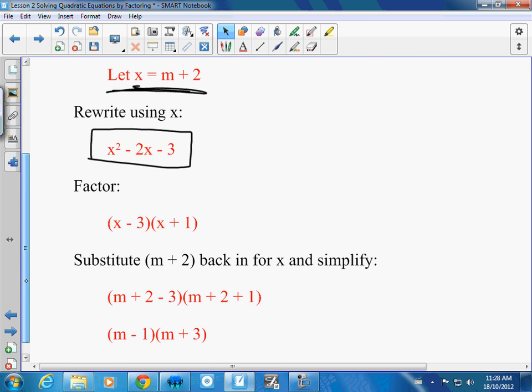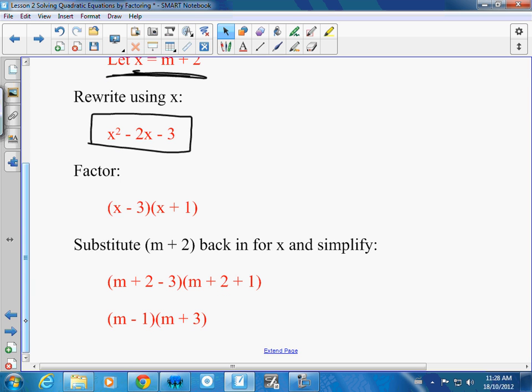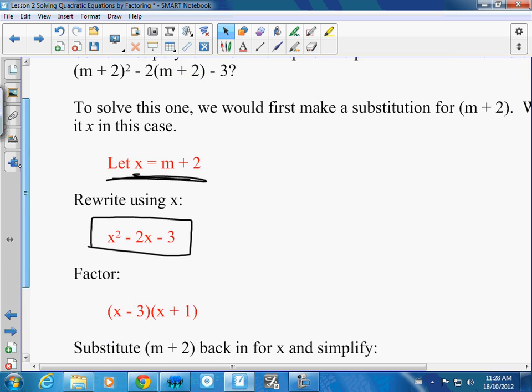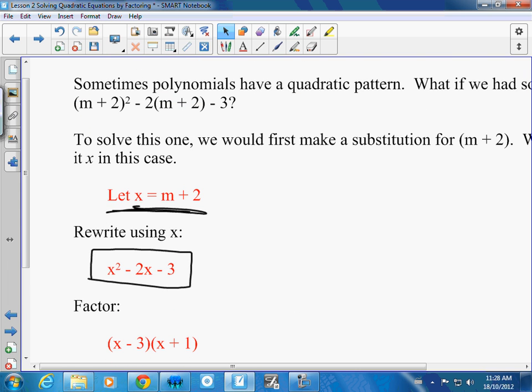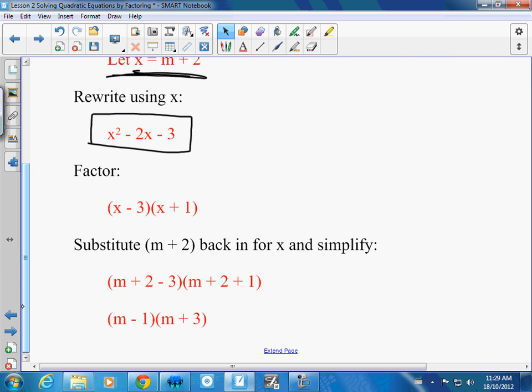There's our factoring. Now, wherever we see an x now, what are we going to replace it with? m plus 2, m plus 2. Oh, well, that's easy. So then you just combine like terms. So m plus 2 minus 3 is just m minus 1. m plus 2 plus 1 is just m plus 3. So that thing right there, that first one, this really complex sucker, when you factor it, it actually factors into that.